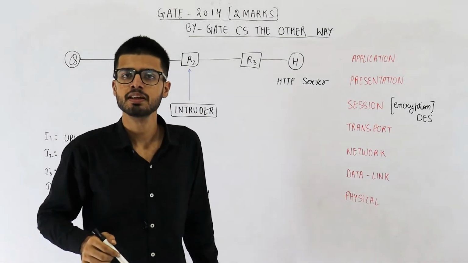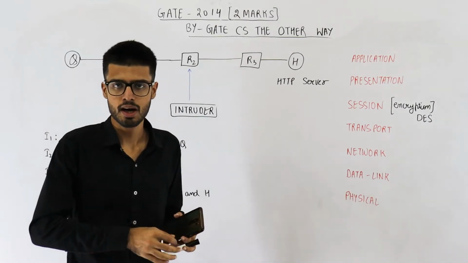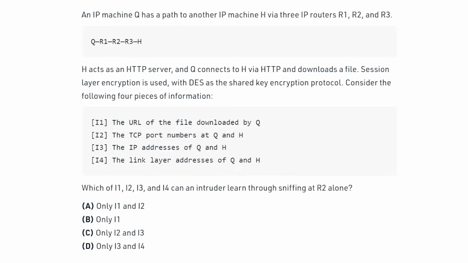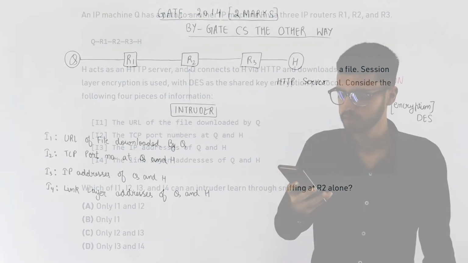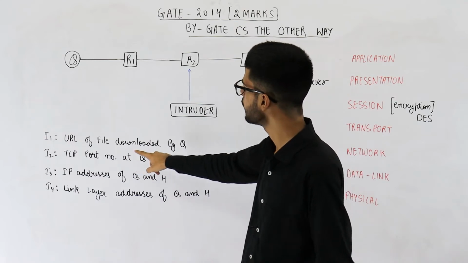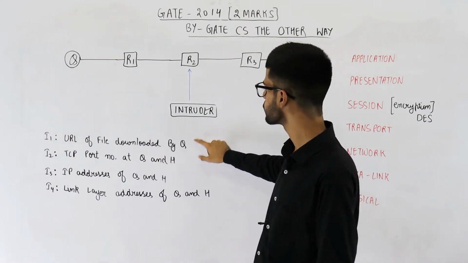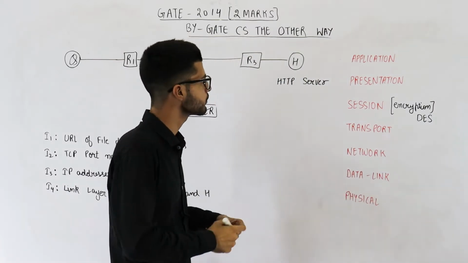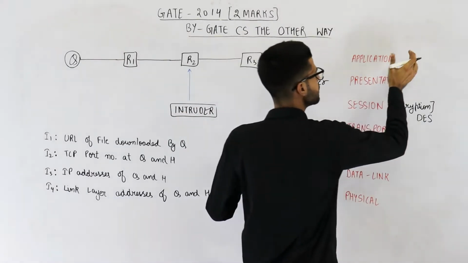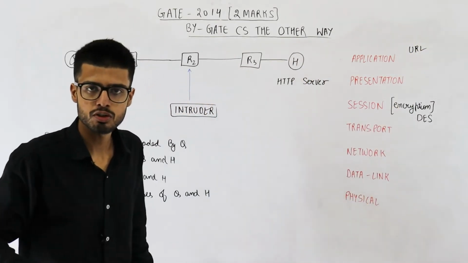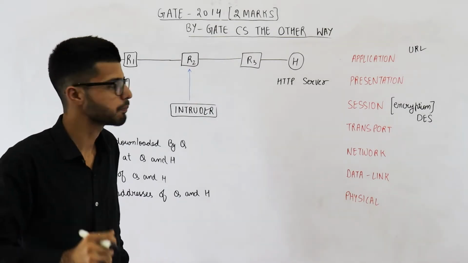Now I'll also display the image of this question and I'd like to highlight one line in specific. It says, session layer encryption is used with DES as the shared key encryption protocol. Now see, I1 is URL of file downloaded by Q. Will this be visible to intruder? No, this will not be visible because URLs are present at application layer. Whatever URL a browser wants to access, all of that is happening at application layer.